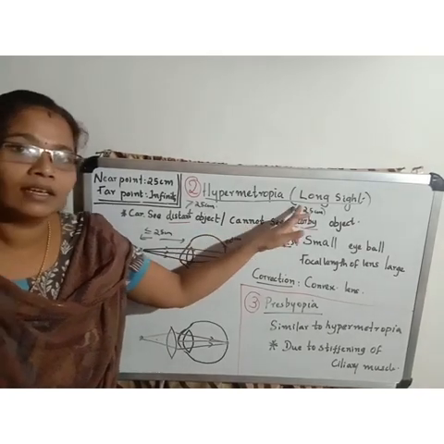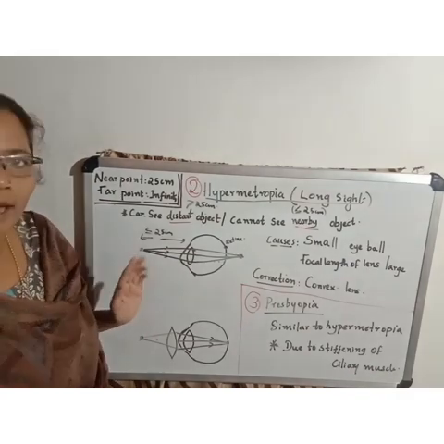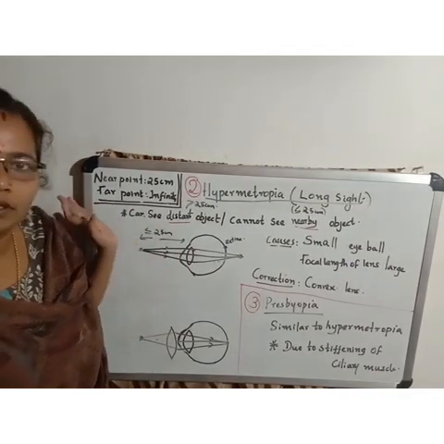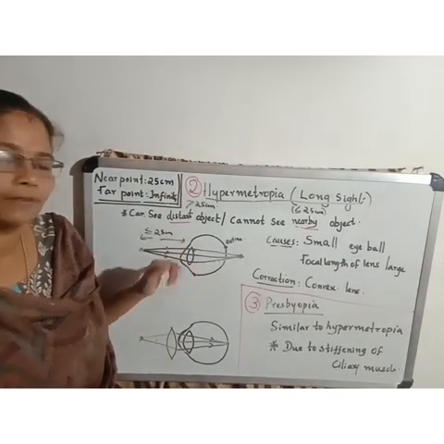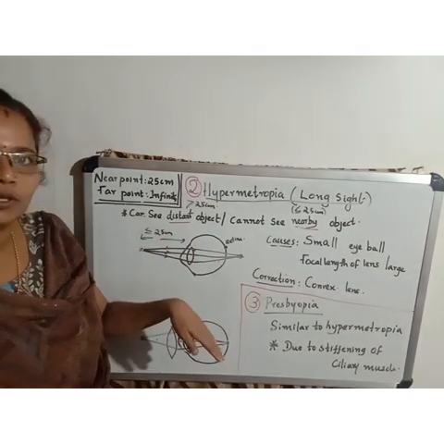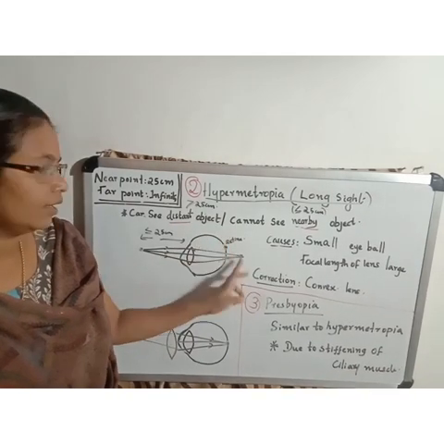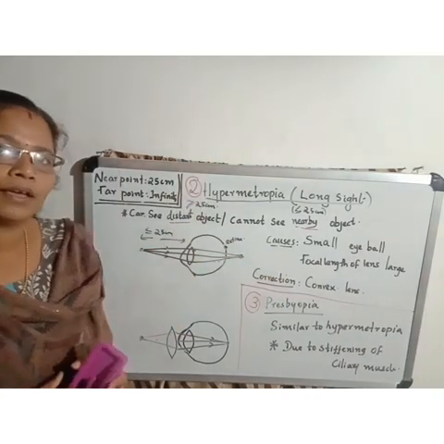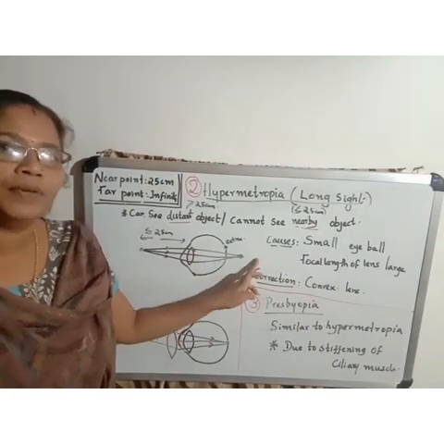So what will happen if you are keeping an object at 25 centimeter near to our eyes? From this figure itself it's clear. If you are keeping the object at 25 centimeter or less, instead of on the retina, we are getting the image behind the retina. In the case of a myopic eye, we get the image in front of the retina. Here we are getting the image behind the retina.